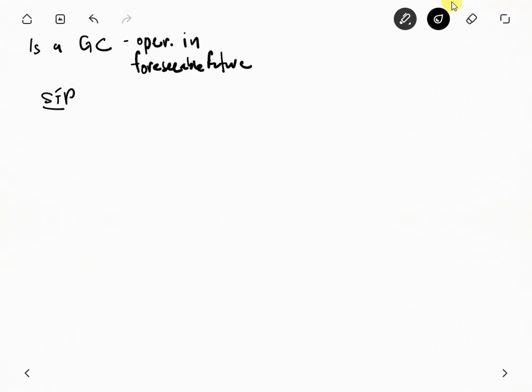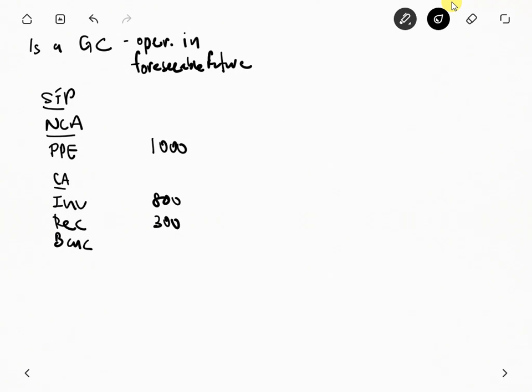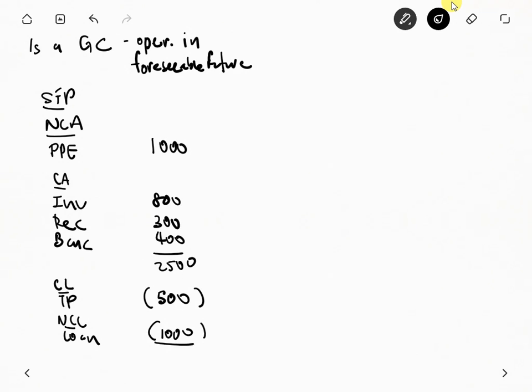Non-current asset, I have PPE, 1000. Current asset, inventory, 800, receivable, 300, bank, 400. So I put it all in one line. The total asset will be 2,500. Then my liability, I put it here as asset minus liability. Current liability, trade payable, let's say it is 300, 500. Loan, non-current liability, 1,000. Liability is minus, so I am left with 1,000 net asset.